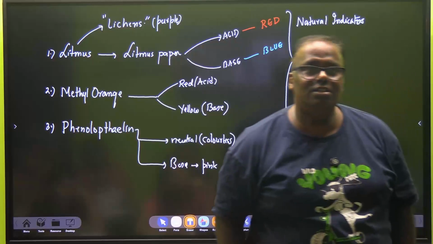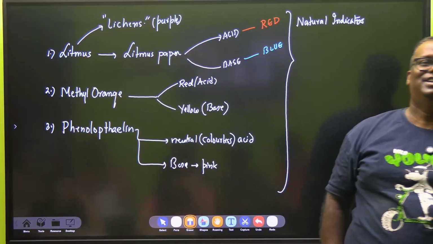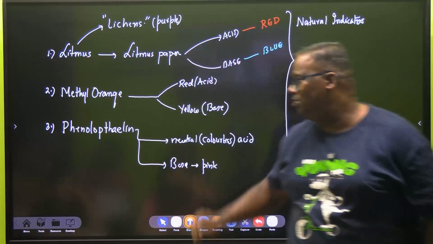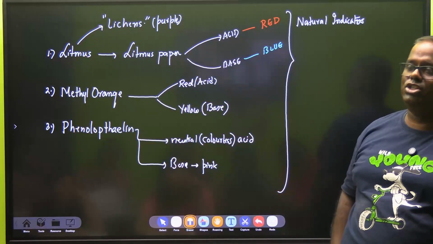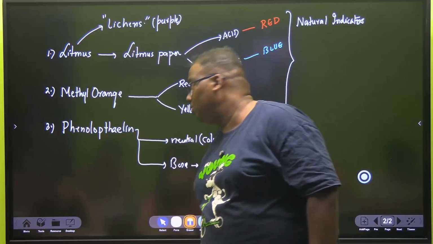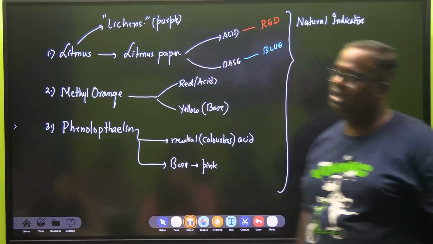Methyl orange, the name itself says. So it will become red. Nobody will ask you anything else. They'll ask you methyl orange in reaction with acid will turn red, and the reaction with base will turn it yellow.